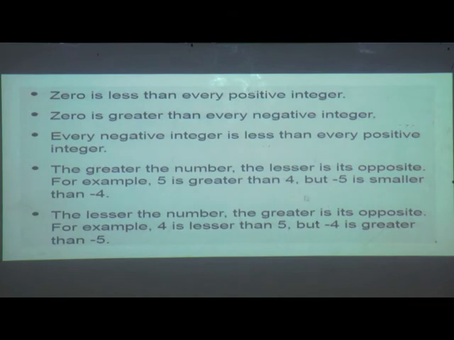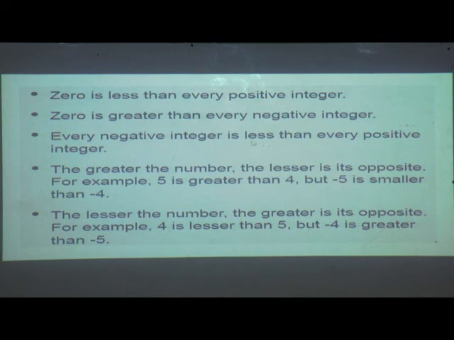These are the few points to remember. 0 is less than every positive integer. Remember, 0 is less than every positive integer. Every positive integer, before that we have 0. 0 is less than any positive integer. 0 is greater than every negative integer. All negative integers, besides that 0 is the greater one.